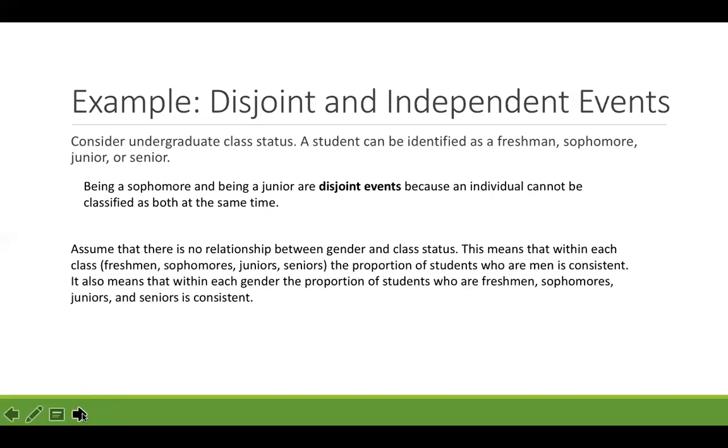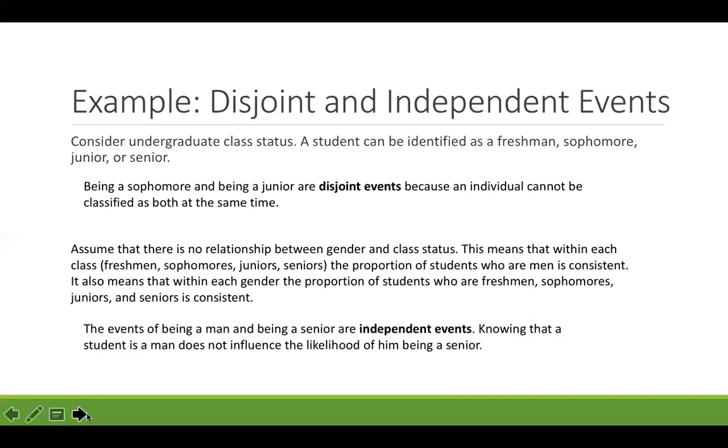So assume that there is no relationship between gender and class status here. Just in this example, this means that within each class of freshman, sophomore, junior, senior, the proportion of students who are men is consistent, and the proportion of students who are female is consistent. It also means that within each gender, the proportion of students who are freshmen, sophomores, juniors, and seniors is consistent. So that means that there's 25% in each class. There's equally 1/4 freshman, 1/4 sophomore, 1/4 junior, 1/4 senior.